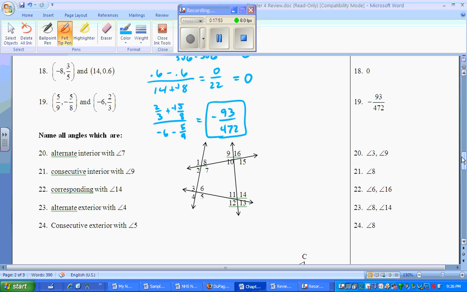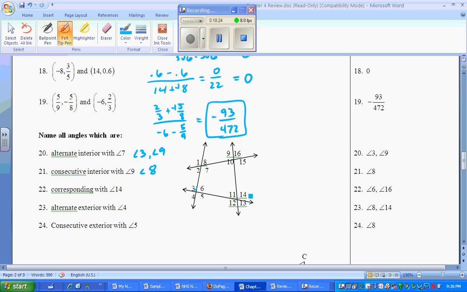Now for naming angle pairs. Alternating interior. Name the angles which are alternating interior to 7. Here's 7. Alternating interior would be crossed over the line here and inside, so it would be 3. And here 7, cross over the line, we have 9. Consecutive interior, so that's the same side interior as 9. Here's 9. Same side interior would be 8. And when I look at it this way, it's outside, so the only angle is 8.